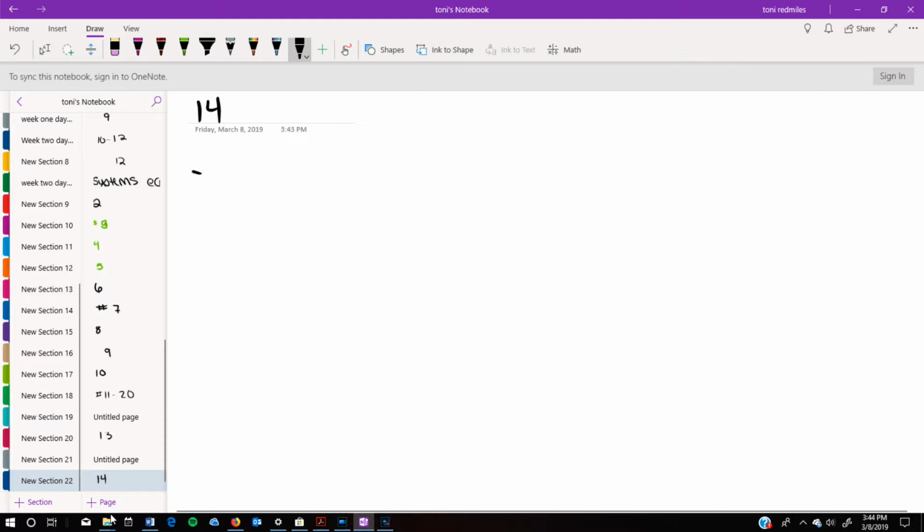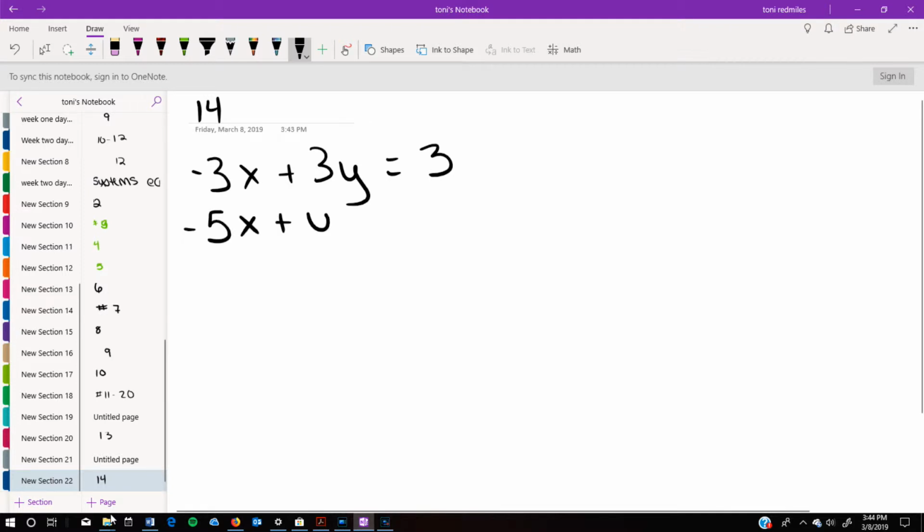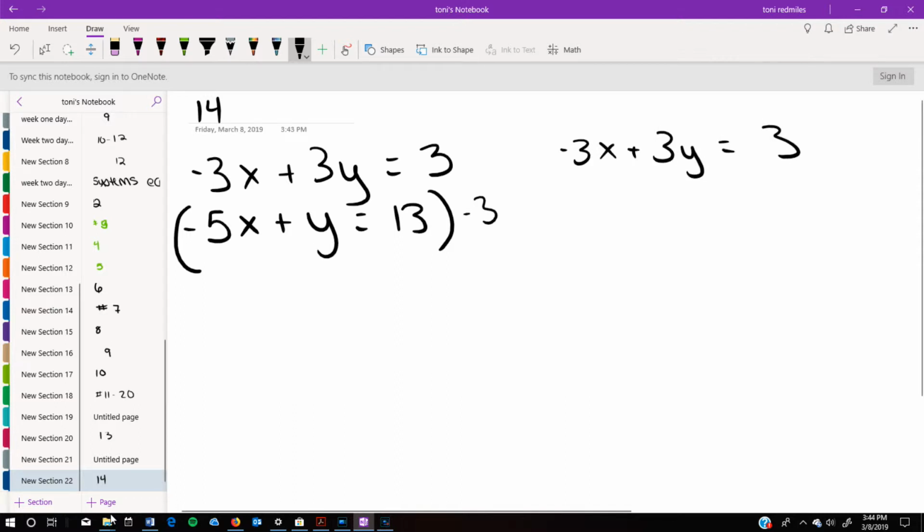Okay, so number 14 reads negative 3x plus 3y equals 3, negative 5x plus y equals 13. I'm going to solve this one with elimination, because we did substitution last. So I'm going to multiply this whole entire equation by negative 3, because that is going to give me what I need in the y term to have it cancel out, right? So I'm going to rewrite my first one. That one's good as gold. Let's multiply this bad boy through.